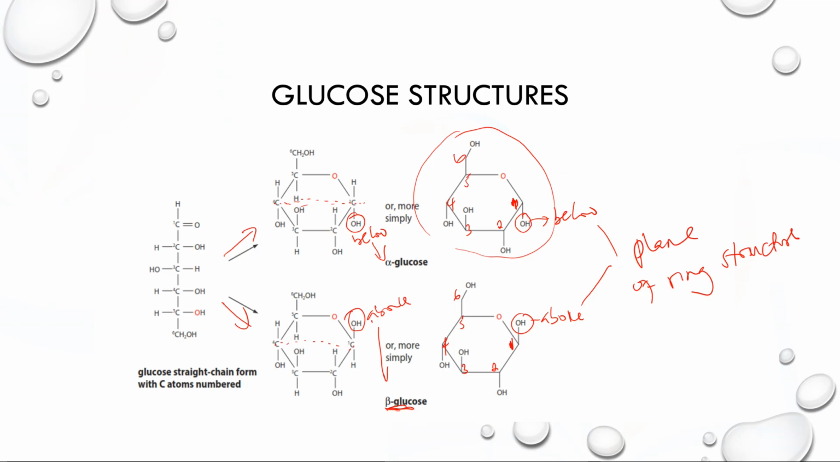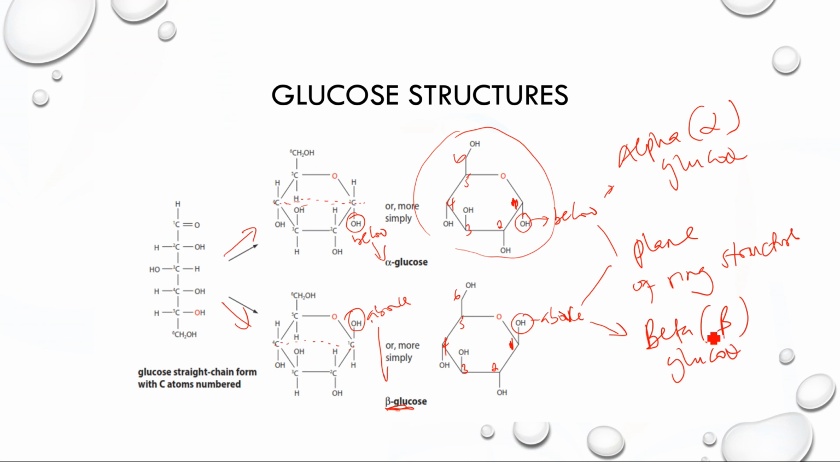The one that is below the plane of the ring structure is called alpha glucose. That's the symbol. The one where the OH attached to the first carbon atom is above the plane of the ring structure, we call beta glucose. So there are two isomers of glucose, either alpha or beta.